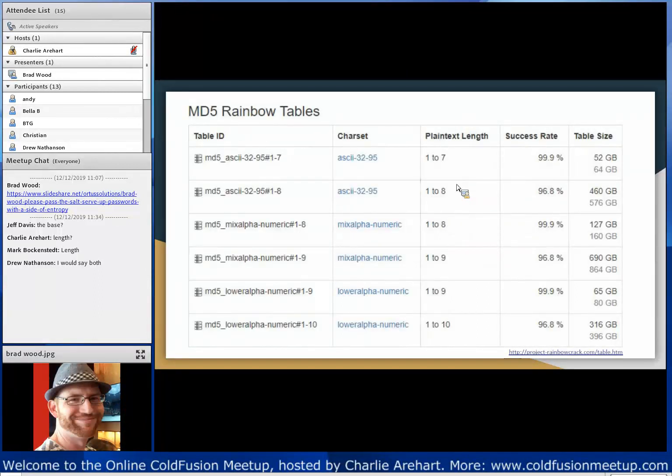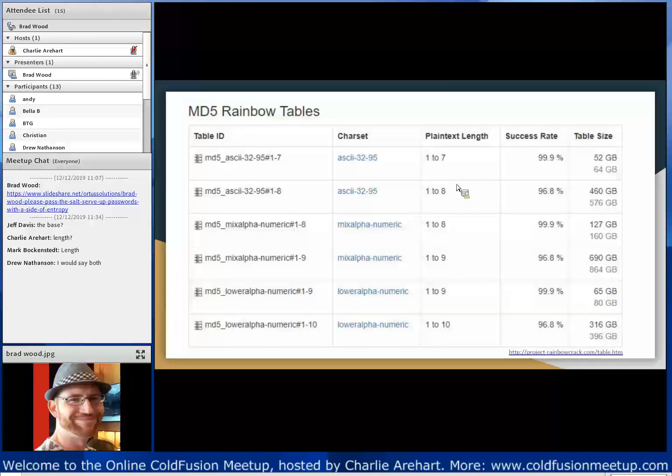Here's a screenshot of a website, projectrainbowcrack.com. You can go there right now and download yourself some rainbow tables. These are usually several gigs in size. I mean, these larger ones are nearly 700 gigs. You download this, and it's basically a giant database that contains the rainbow table. So you see they have MD5 hash, ASCII characters, 1 character password through 7 character passwords, right? So it's a smaller character set.